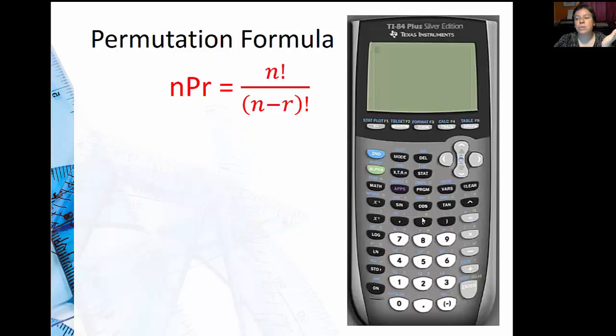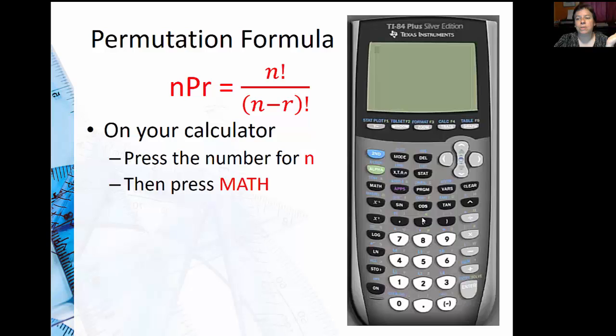And there's actually a formula for it, which is nPr, n factorial over n minus r factorial. So there's a faster way to enter this on your calculator. Your calculator's very happy doing permutations for you. You just need to tell it n and r, so you don't even have to do the subtraction on the bottom of the formula. So on your calculator, press the number for n, and then press math like we did before. And we're going to move to PRB, except in this case, instead of going to the fourth option, which was the exclamation mark, we're going to go to the second option, which is nPr.